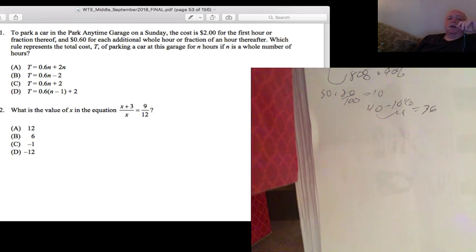To park a car in the Park Anytime garage on a Sunday, the cost is $2 for the first hour, or a fraction thereof. Reading it, when I see something like that, I go, uh-oh. So fraction thereof, what are they talking about? And 60 cents for each additional hour, or fraction thereof again, thereafter. Which rule represents the total cost, T, of parking a car at this garage for n hours if n is a whole number of hours? So there's a lot of words being thrown around here.